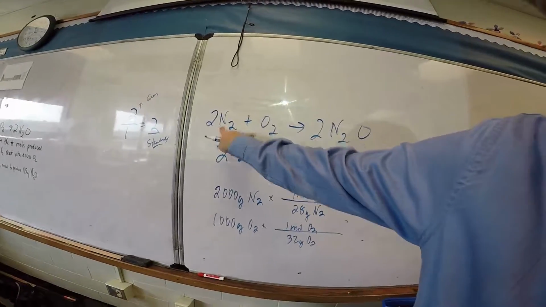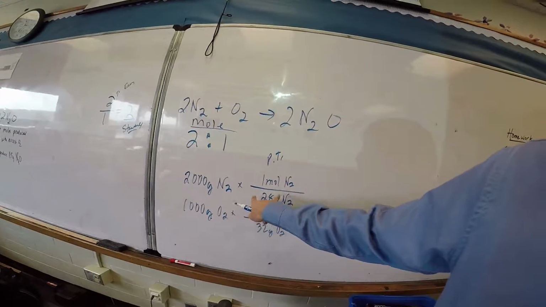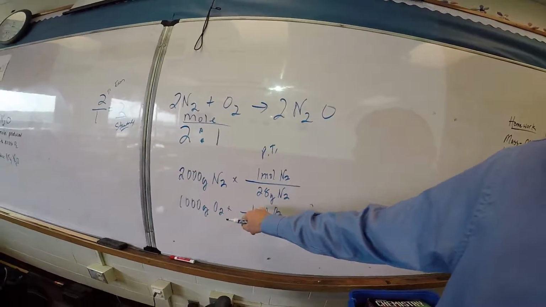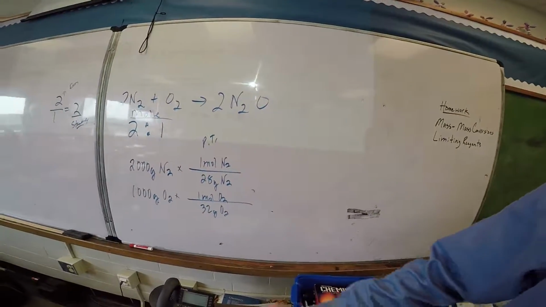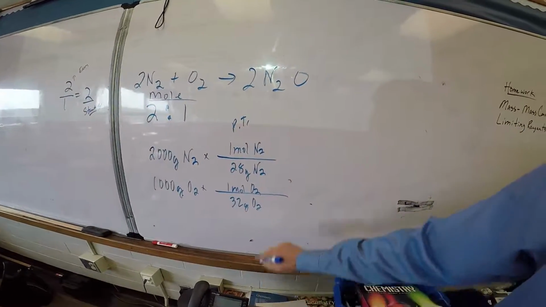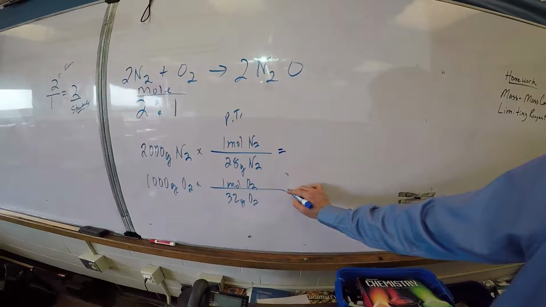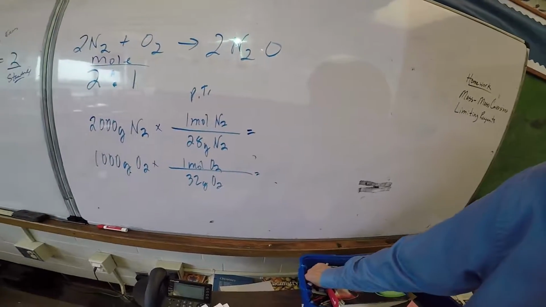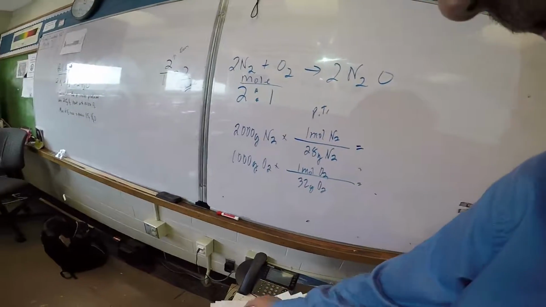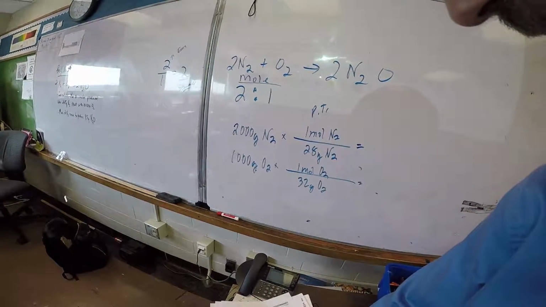This equation is 2 to 1. You have 2 of the nitrogens. That's 14 times 2 from the periodic table. Oxygen 16. You have 2 of them. So we're going to take 2,000 divided by 28, and we're going to get the moles in 2,000 grams.